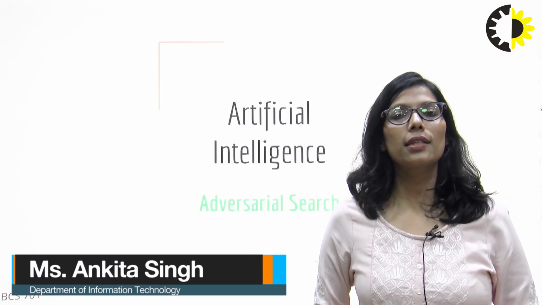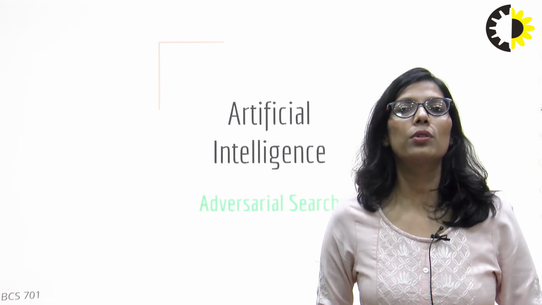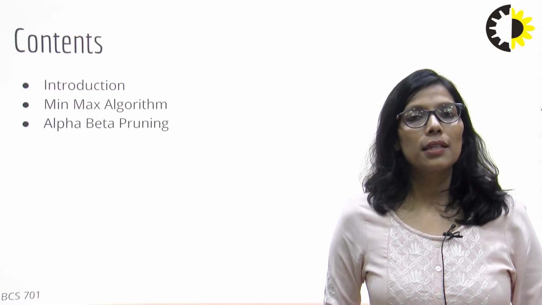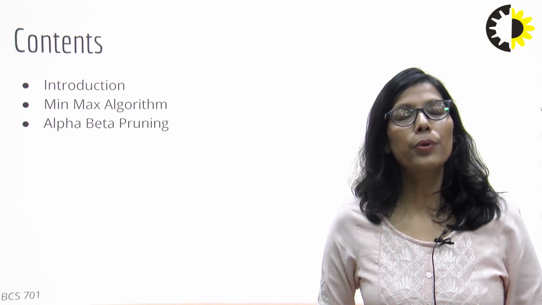Today I am going to discuss adversarial search from the course BCS 701. It is a course that will be taught in the 7th semester. So I will be discussing the introduction to adversarial search, the Minimax algorithm, and alpha-beta pruning.